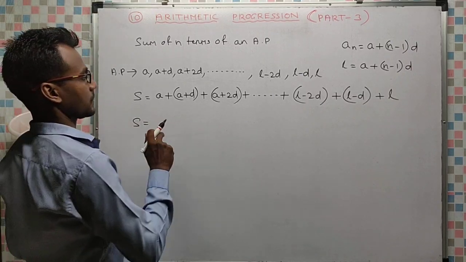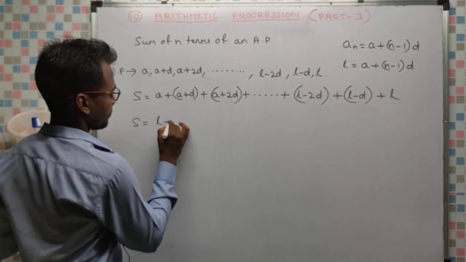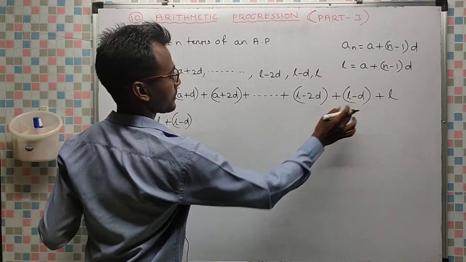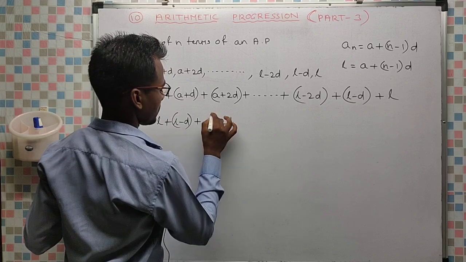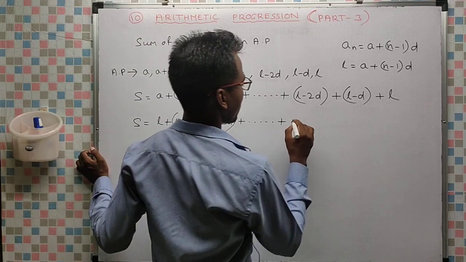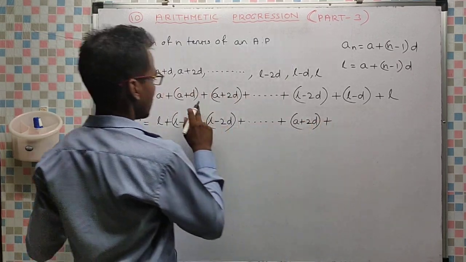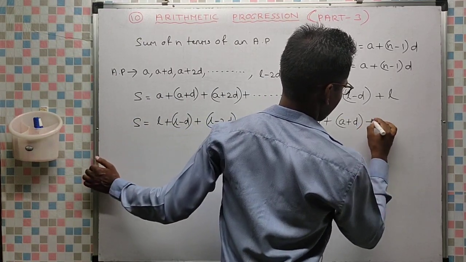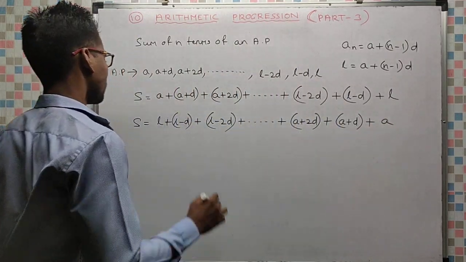So from last to first I will take. L, then L minus d, L minus 2d, and so on, then a plus 2d, a plus d. The first one is a.